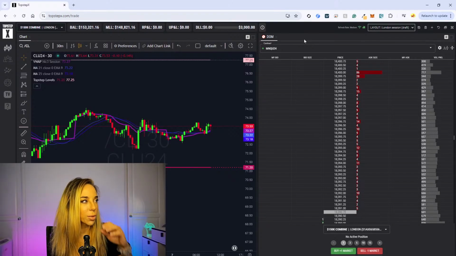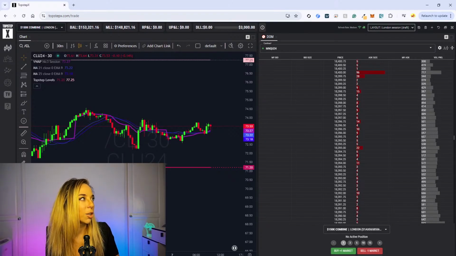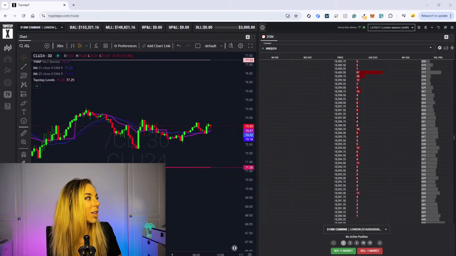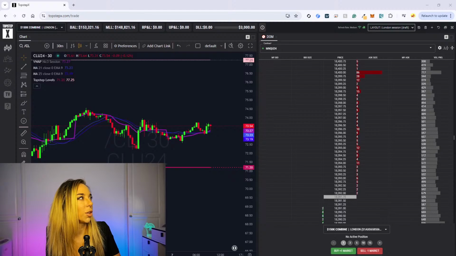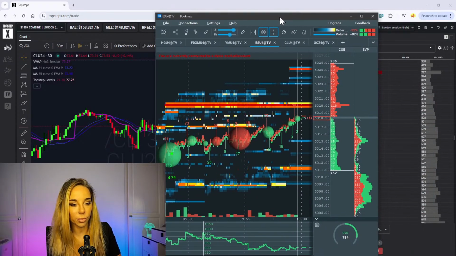So liquidity sweeps, I'm not going to be able to show them during London because they're not really that plentiful. London as a session in general, especially for the products that we currently have, is pretty thin, right? It's nowhere near as crazy as the New York session is.